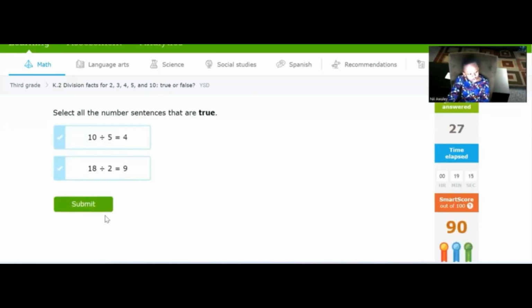Select all the number sentences that are true. 10 divided by 5 is 4. 18 divided by 2 is 9. 2 times 3 is 6, 2 times 4 is 8, 2 times 5 is 10, 2 times 6 is 12, 2 times 7 is 14, 2 times 8 is 16, 2 times 9 is 18.